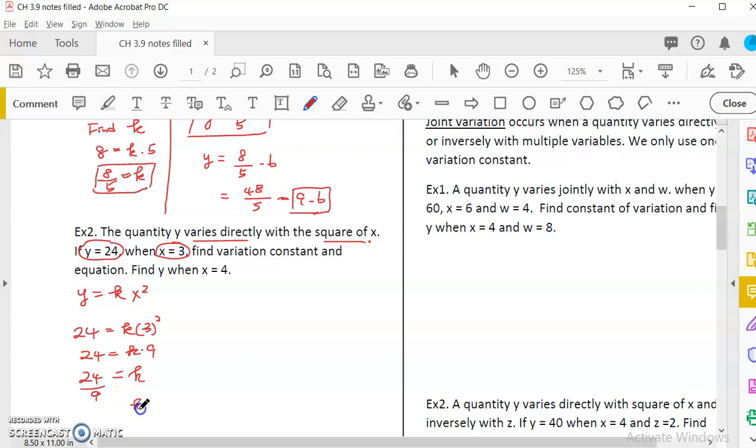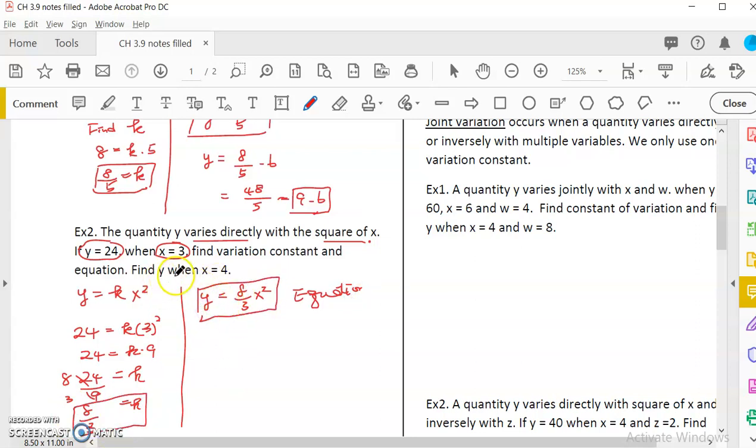Simplify it. k would equal 8 divided by 3. Use fractions as much as possible. So y equals 8 over 3 x squared is the equation. Okay, find the variation constant. So this is the variation constant, and this is the equation.